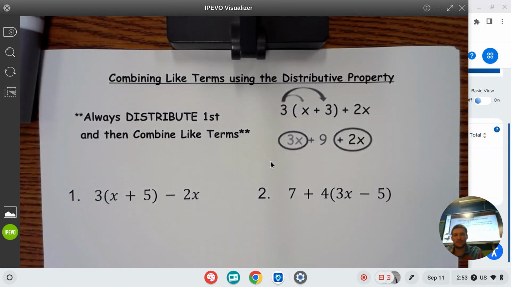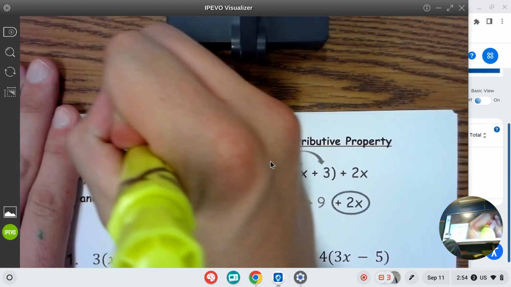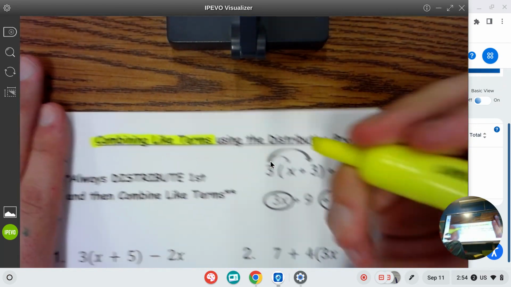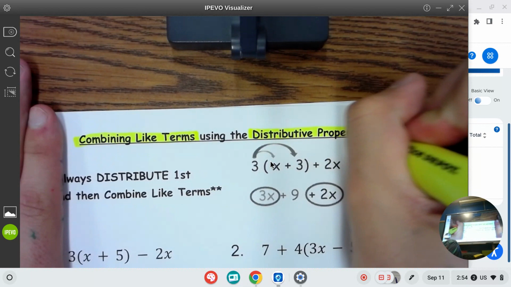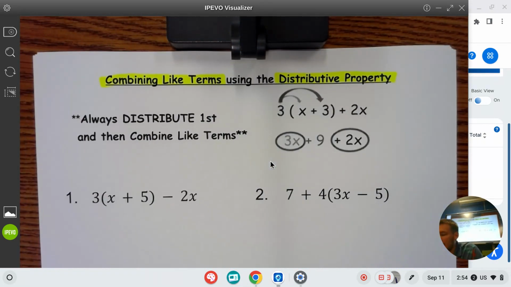A good place to start whenever you're taking notes is to read the title of the notes, right? The title says combining like terms. Do we know what that is? Yes, it says distributive property. Do we know what that is? Is there any new vocab that's scaring us? No, right? There's nothing on here that tells me I have something to worry about.